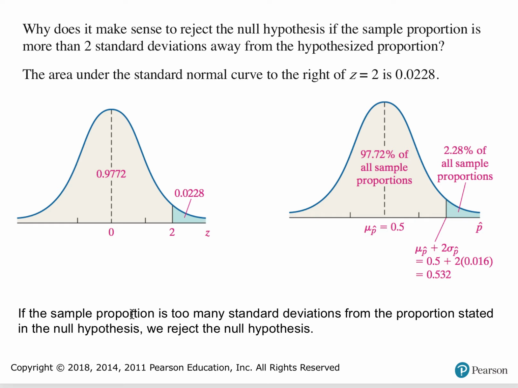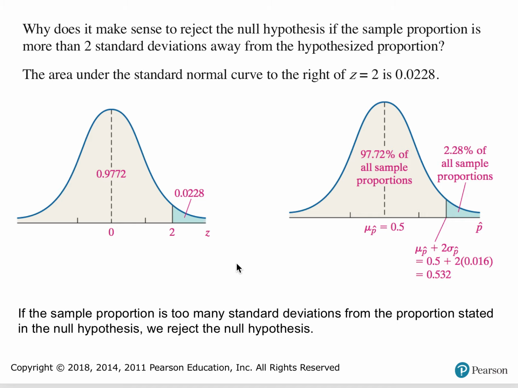Okay, so if the sample proportion is too many standard deviations from the proportion stated in the null hypothesis, we reject the null hypothesis. And again, what do you call too many? Well, it depends really on your problem. They're going to tell us what to think, but it depends on how important our problem is. And typically 2 standard deviations, that's quite a bit.